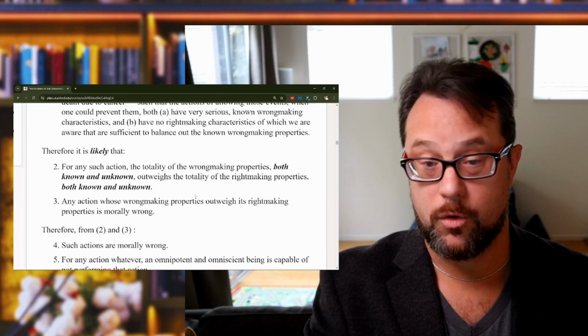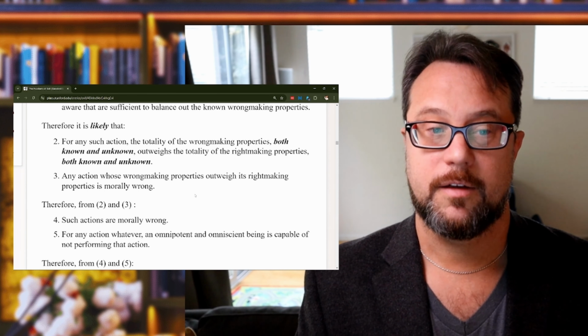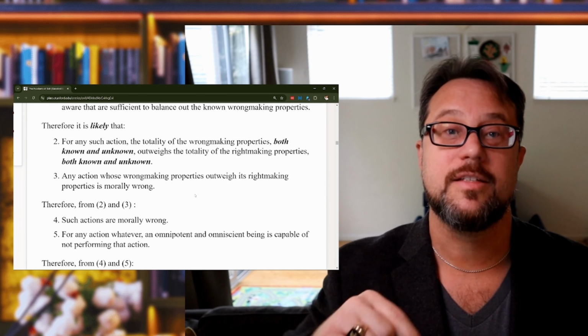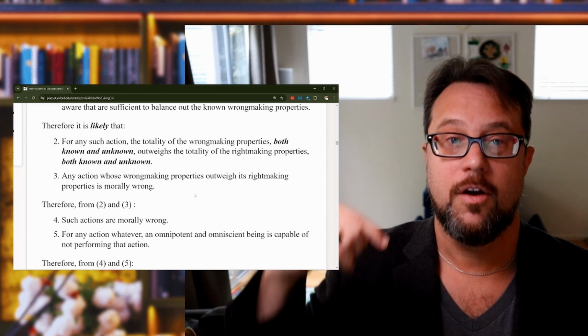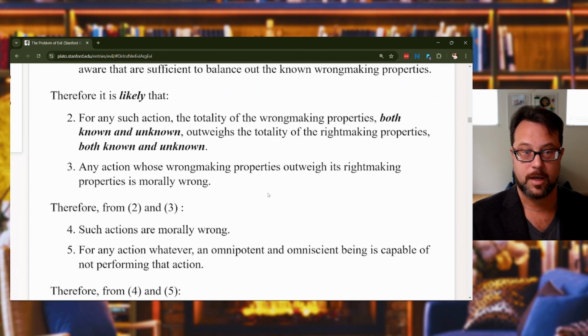Now we move from that to the key. Now, let me just say something. This is going to be the key. This is the inductive step from premise 1 to premise 2. So let's take a closer look at it.